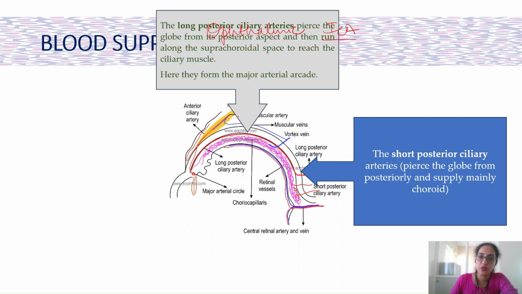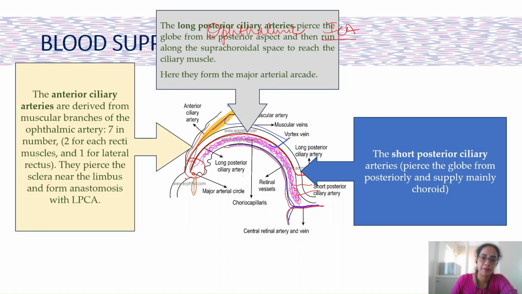There are two long posterior ciliary arteries that pierce the globe posteriorly, and then they run along the suprachoroidal space and reach the ciliary muscles. The ciliary muscle is supplied by the long posterior ciliary arteries, and then they continue ahead to form the major arterial arcade here at the base of the iris.